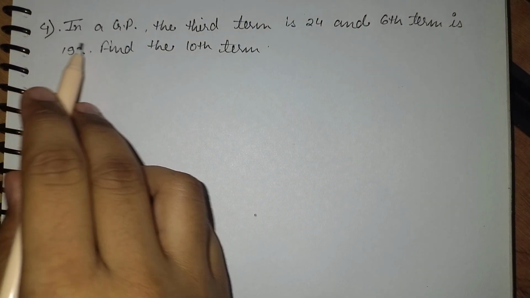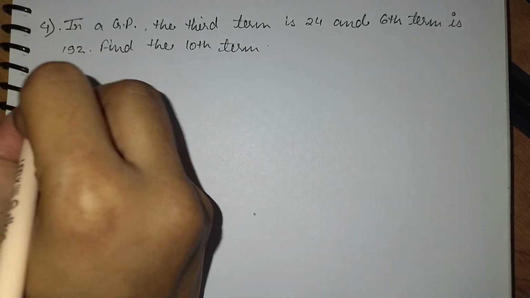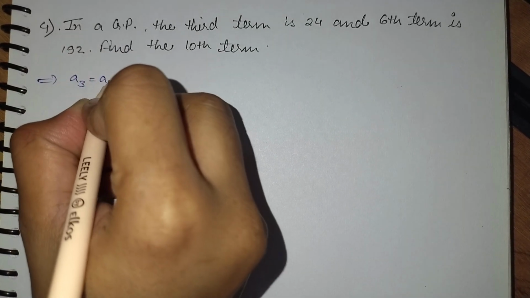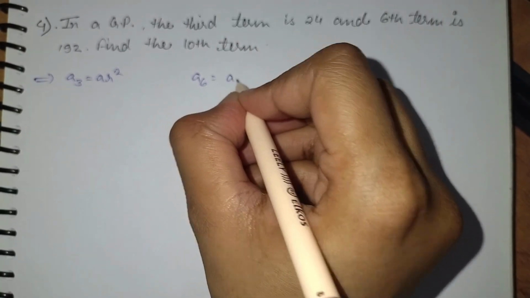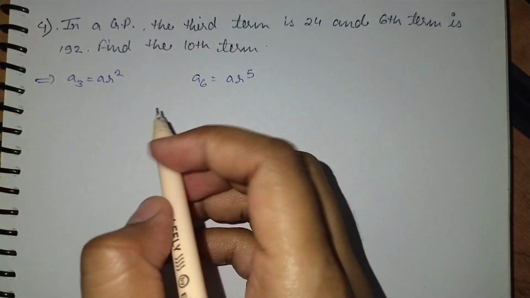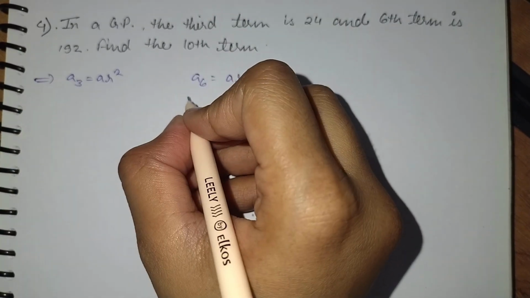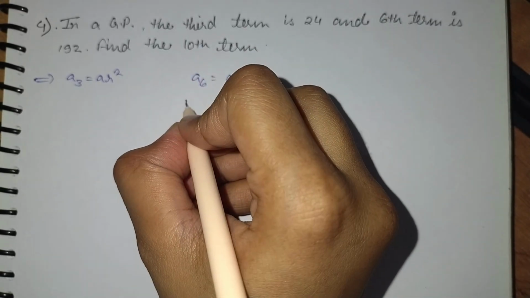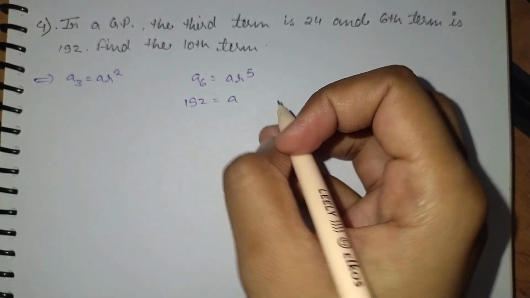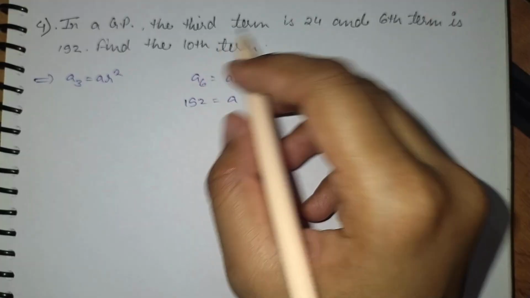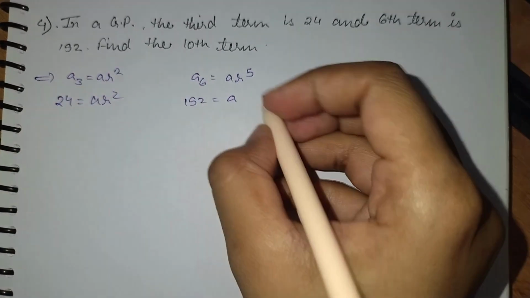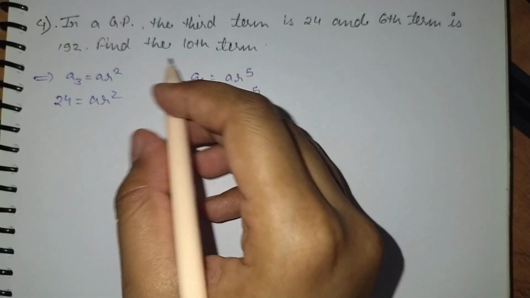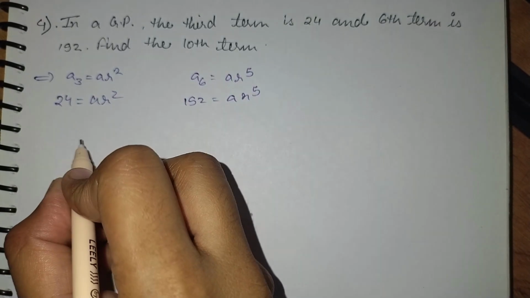Now let us solve question number 4. In a GP, the third term A3 is AR^2 is 24 and the sixth term A6 is AR^5 is 192. Then find the 10th term. So if we write the sixth term, 192 equals AR^5, and the third term, 24 equals AR^2. Now we have to find the 10th term from there.